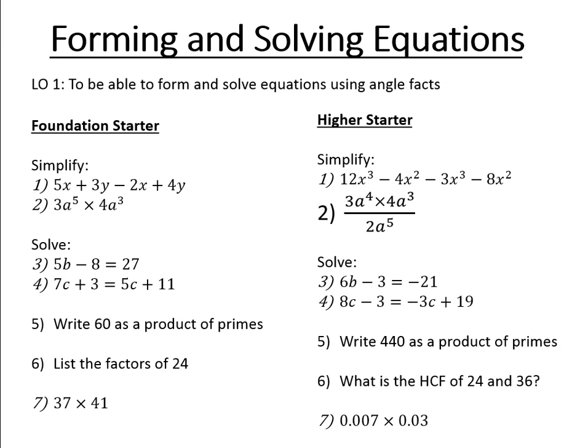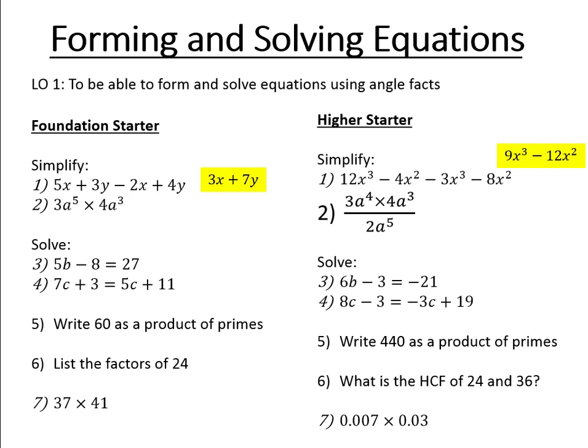Okay, let's quickly go through this. Questions 1 and 2 are just quick simplifying for the foundation starter questions. 3x plus 7y. Remember, we were simplifying these sorts of expressions. You need to collect like terms. In question 1, for instance, 5x minus 2x gives you 3x, and 3y plus 4y gives you 7y. I'm pretty sure you know how to do this.